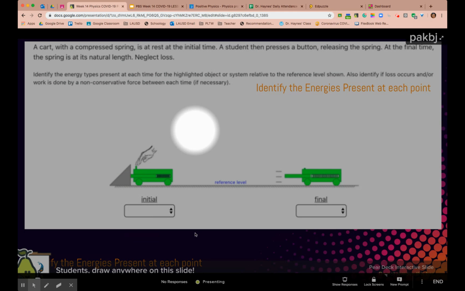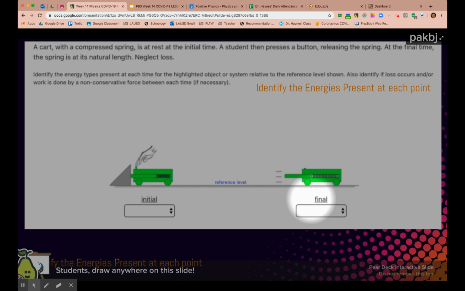So in this case, we're also going to identify the energies present. So the question is that there is a cart with a compressed spring at rest at the initial time. The student then presses a button releasing the spring. At the final time, the spring is at its natural length. Neglect loss. So we're not thinking about loss. So I want you once again to identify what type of energies are present at the initial point where the spring is compressed, and then at this final point, after the spring is at its natural length. What do we notice? Out of the three energies, which energies are present?